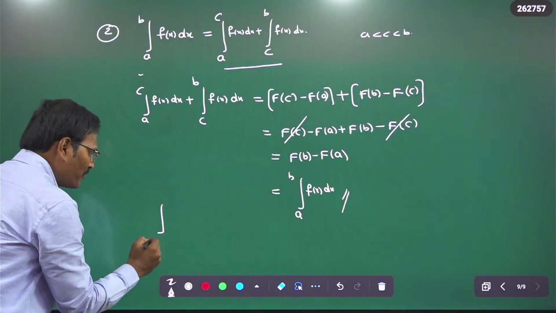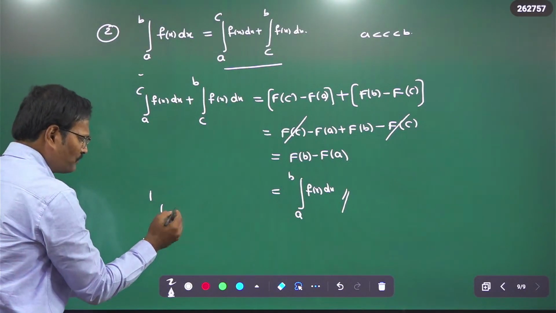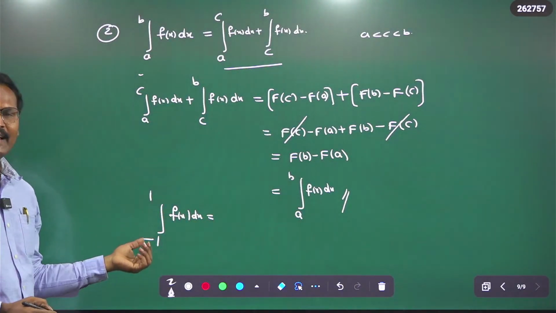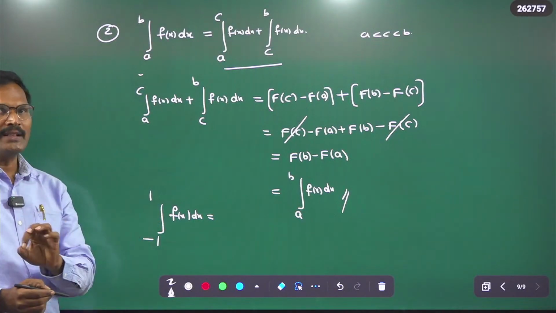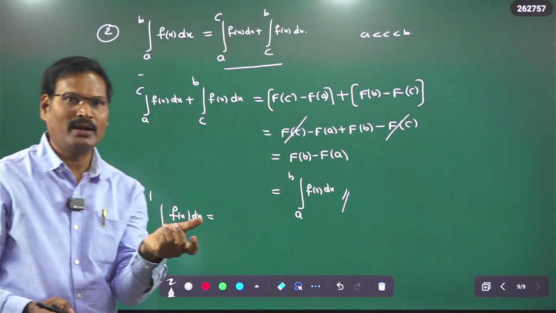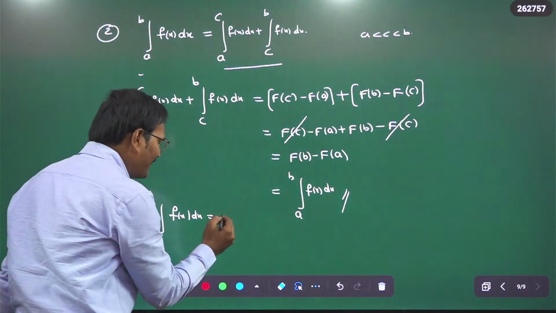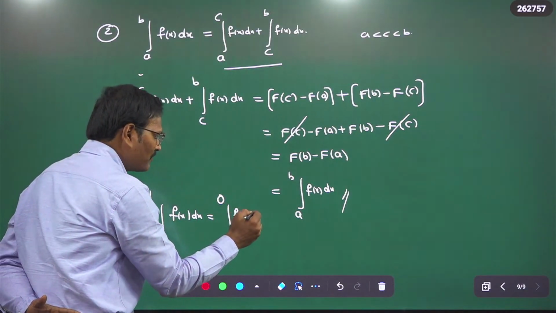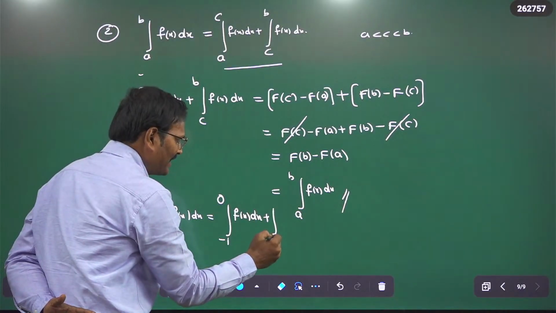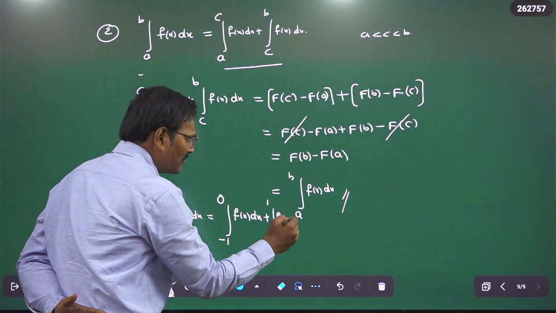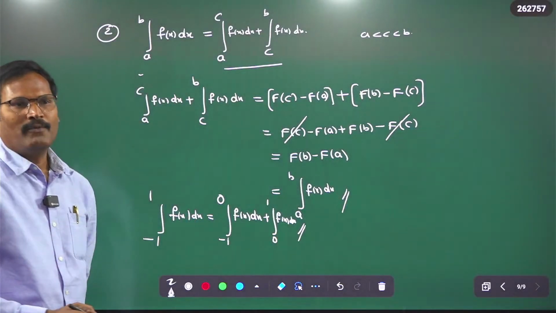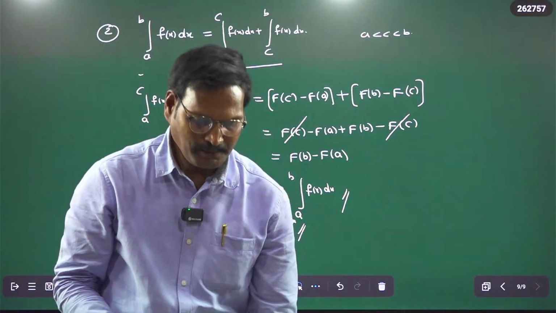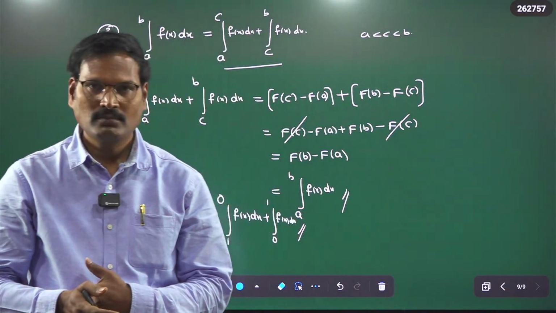So I will give you one example. Integral minus 1 to plus 1 f of x dx. Here the interval is minus 1 to plus 1. So I am taking the 0. Does 0 lie between minus 1 and plus 1? Yes. So I am splitting the interval like this: integral minus 1 to 0 f of x dx plus integral 0 to 1 f of x dx. Whenever we need, we can use this property. Is it clear? Okay.